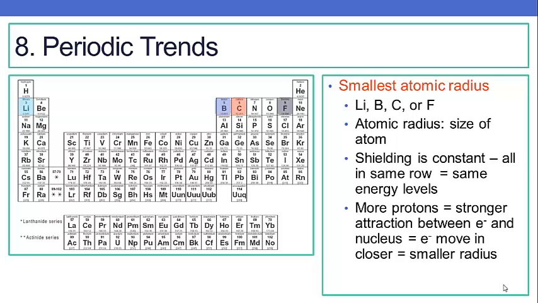So this means the attraction between the electrons and the nucleus is increasing because the nucleus is more positive. So those electrons are going to move in closer and we're going to get a smaller radius. So of my choices here, the smallest atomic radius is going to be fluorine because it has the most protons in that row.